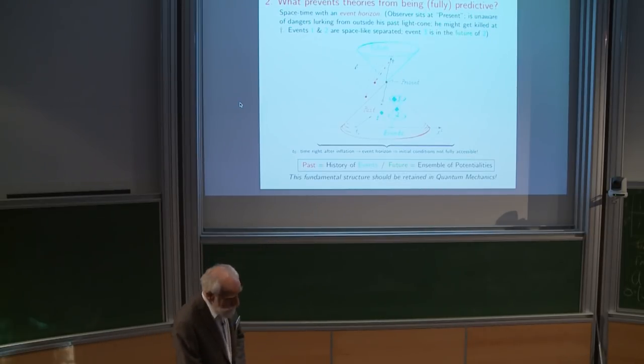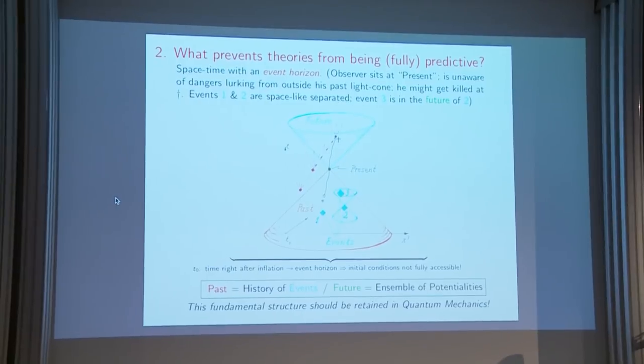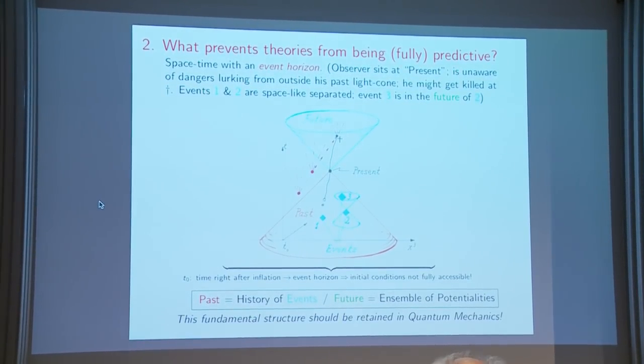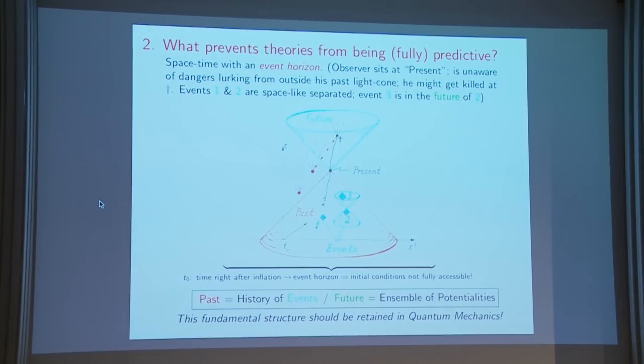So, what prevents theories from being fully predictive? This picture is less nicely visible than I was hoping. You see, the black line is my world line, and I'm at the moment at the space-time point that is labeled present. I have access to some of what is inside my past light cone. I may have received signals from events that happened inside my past light cone, but I have absolutely no access to events that happen outside my past light cone.